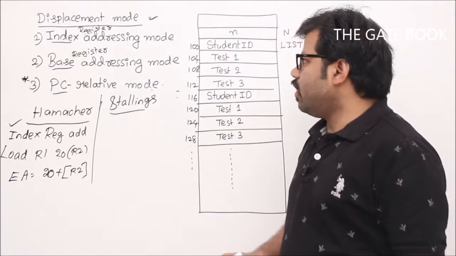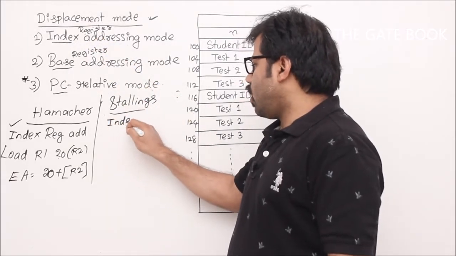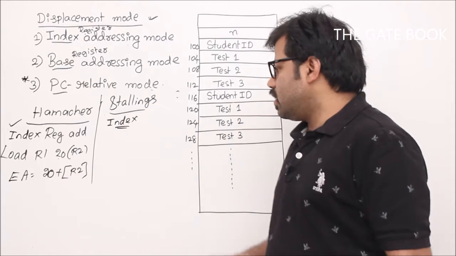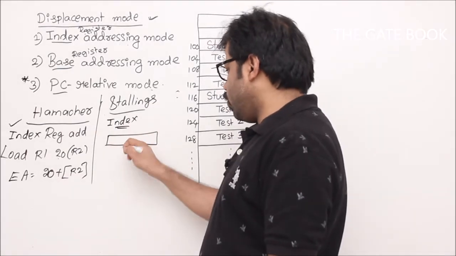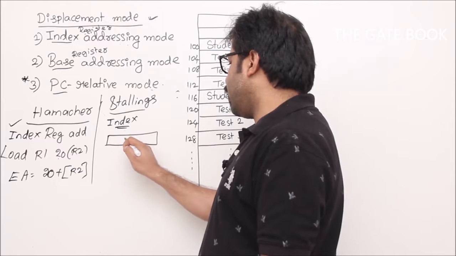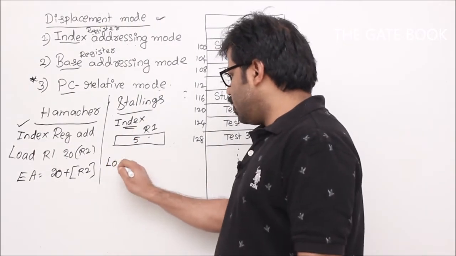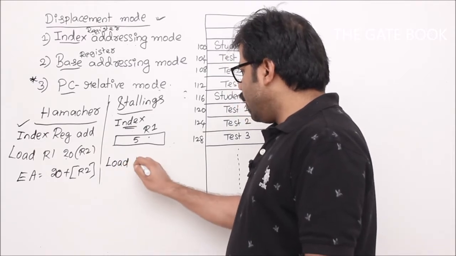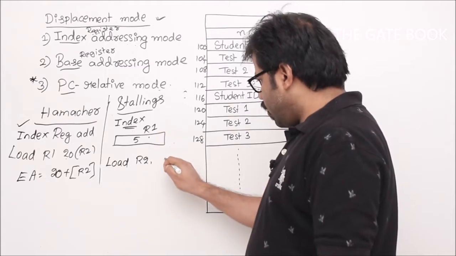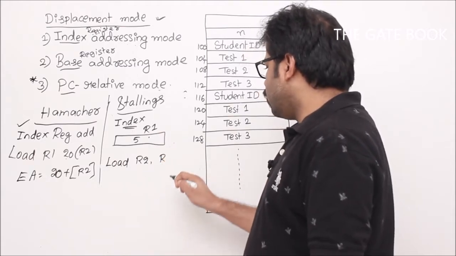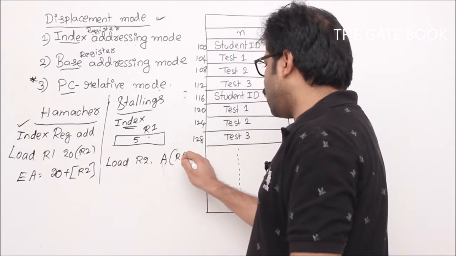Now, according to Stallings, what is index register addressing mode? There is a register, and that register has some value, let's say 20, or otherwise let's take 5. In the instruction, we provide a memory address like this. For example, load into register R2, some memory address A and R1. We write A of R1. This may be the syntax.